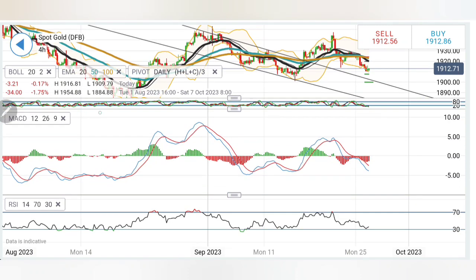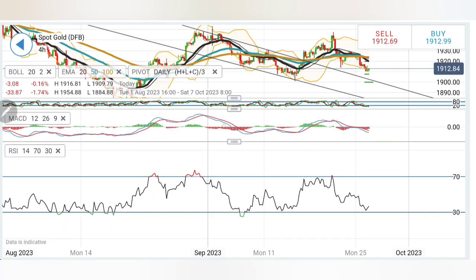Stochastic is oversold. MACD is extremely divergent, extremely bearish. It can possibly converge. RSI is rising. This is a bullish sign.